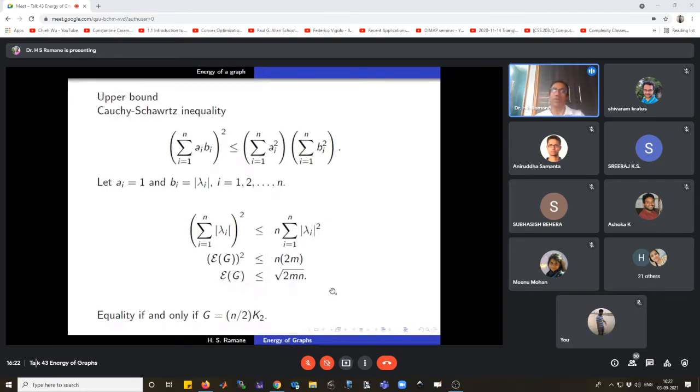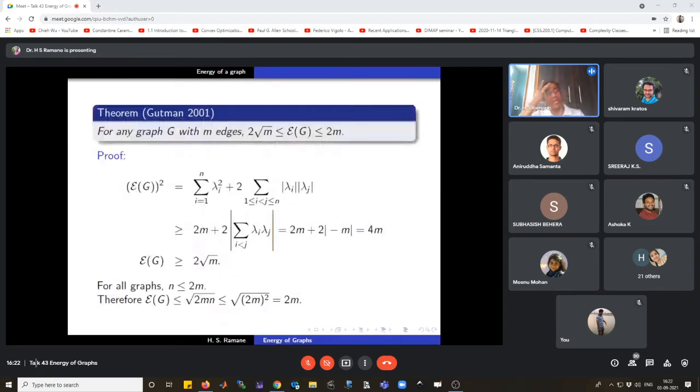And equality holds for the graph where K2 appears n by 2 times. Okay, that is matching. n by 2 times, and then equality holds. So these are the starting bounds given by McClelland. One is a lower bound and the other is an upper bound. Then several bounds are expressed in the form of m, n, and others.